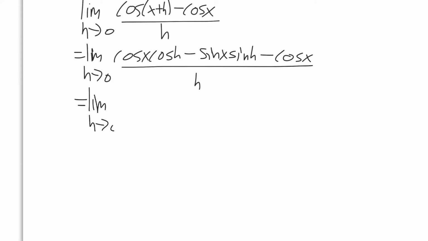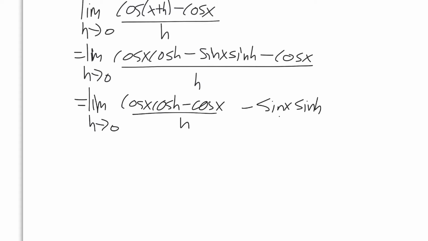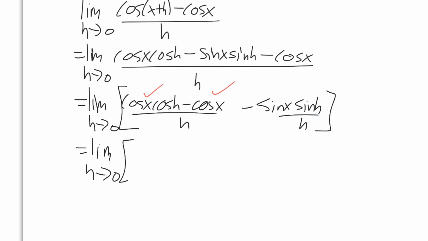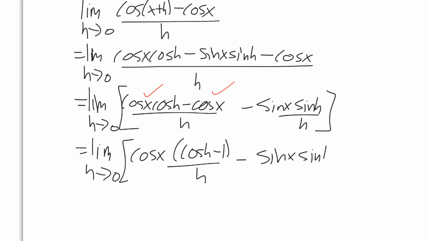So limit as h approaches 0 of cos x cos h minus cos x over h, minus sine x sine h over h. Next up, we go ahead and factor those cos x. So limit as h approaches 0 of cos x times (cos h minus 1) over h, minus sine x times sine h over h.